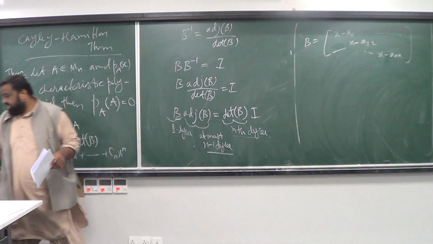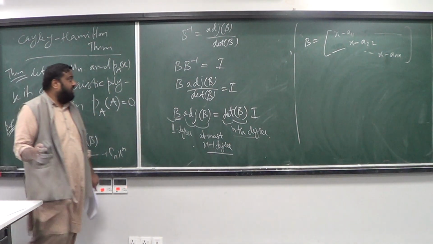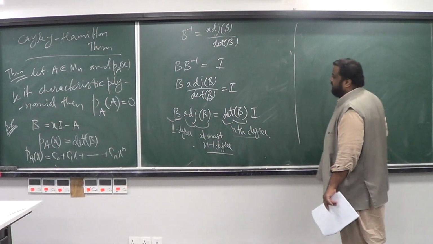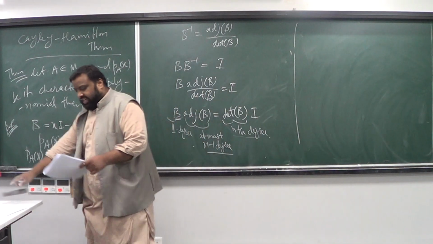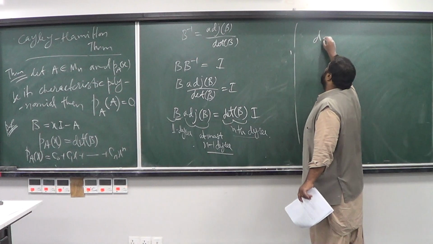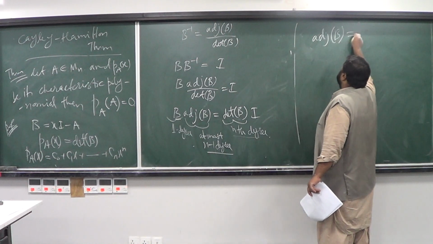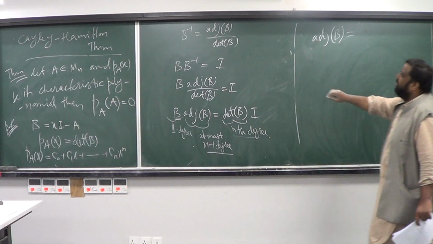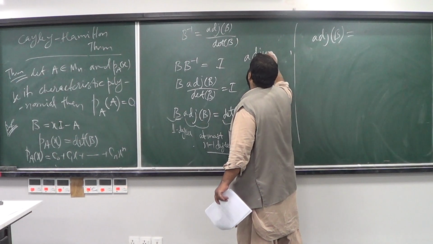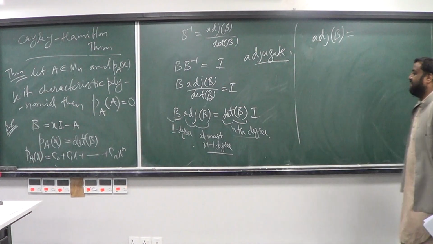So if this is the case, how would the adjoint of B look like? By the way, what would be the order of the matrix adjoint of B? It's going to be an n by n matrix. Okay? So the adjoint of the matrix B is, some people also like to call it the adjugate matrix, okay? So we call it adjugate or adjoint, it doesn't matter.